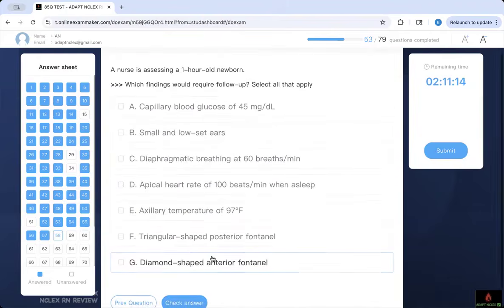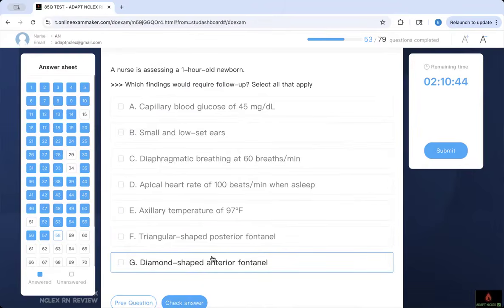And this is assessing a 1-hour newborn. Expect that. They'll give you normal and abnormal findings. You have to figure out which one is abnormal. Which finding will require follow-up? Select and apply. Sugar, 450. Small and low set ears. Diaphragmatic breathing. Apical heart rate of 100. Temperature, 97. Triangular shape, posterior fontanelle. Diamond shape, anterior fontanelle. Have you seen these questions before?